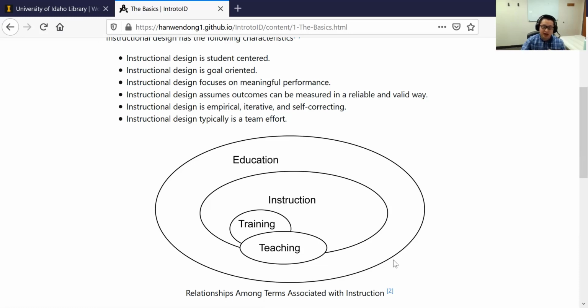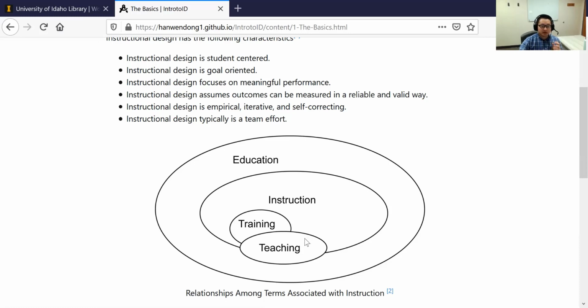There's instructor-led training, so a person in the front of the classroom delivering the instruction. It could be completely online. It could be hybrid. It could be computer-based training, mobile-based training, video-based training. But all sorts of instruction fall under the bigger education category.